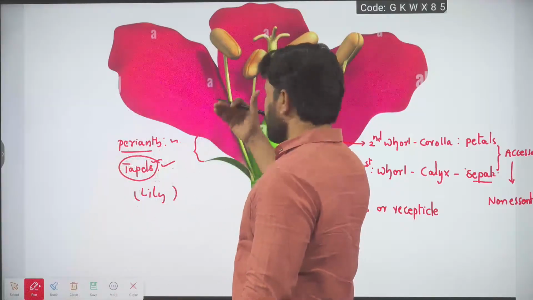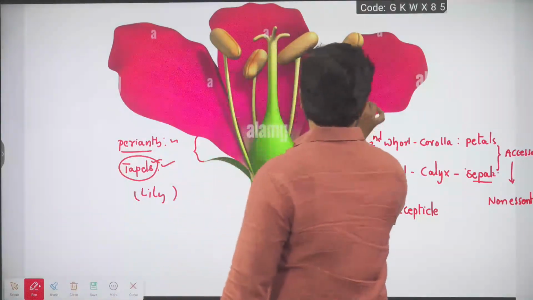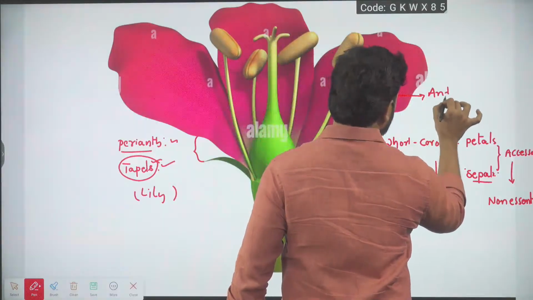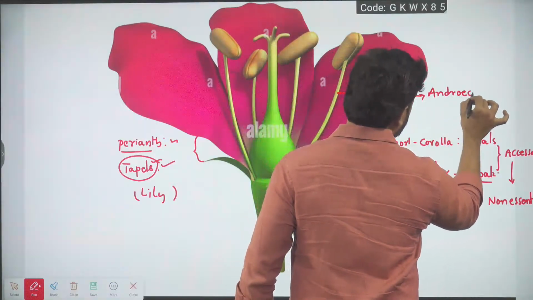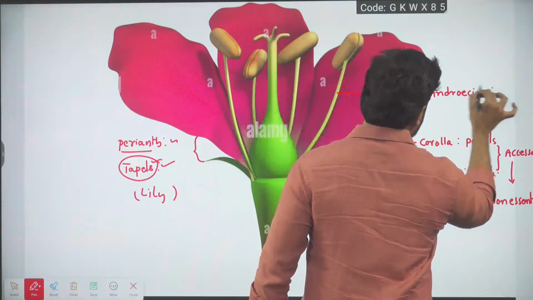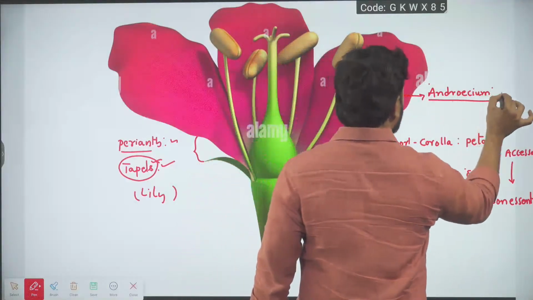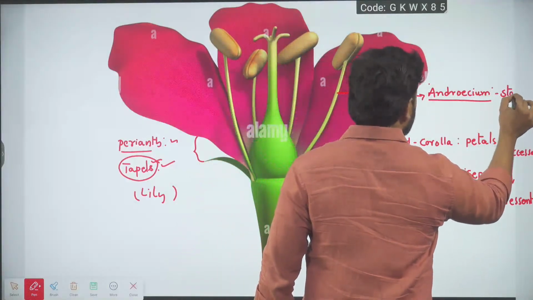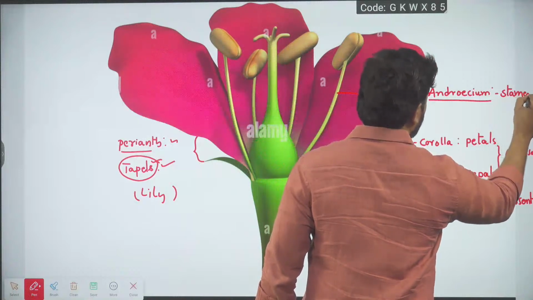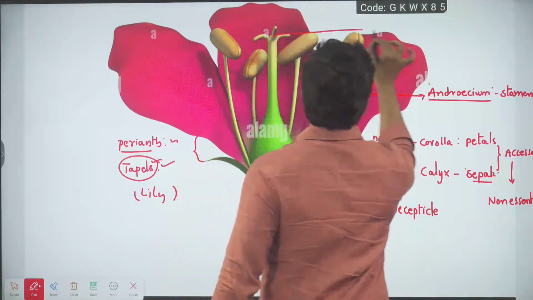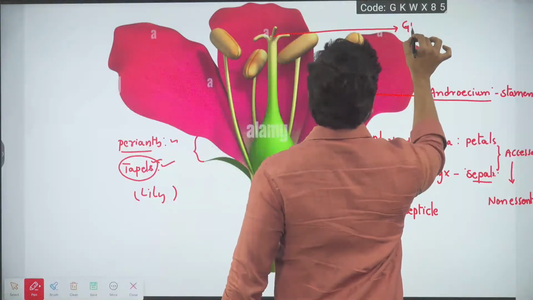Next, come to the third one. The third whorl is called the androecium. The members of the androecium are called stamens. Of course, they are male reproductive organs. The innermost whorl is called the gynoecium.